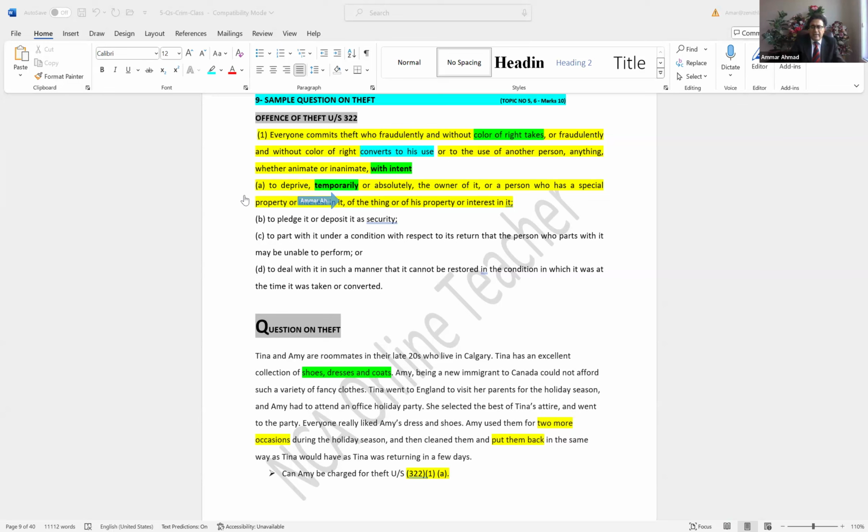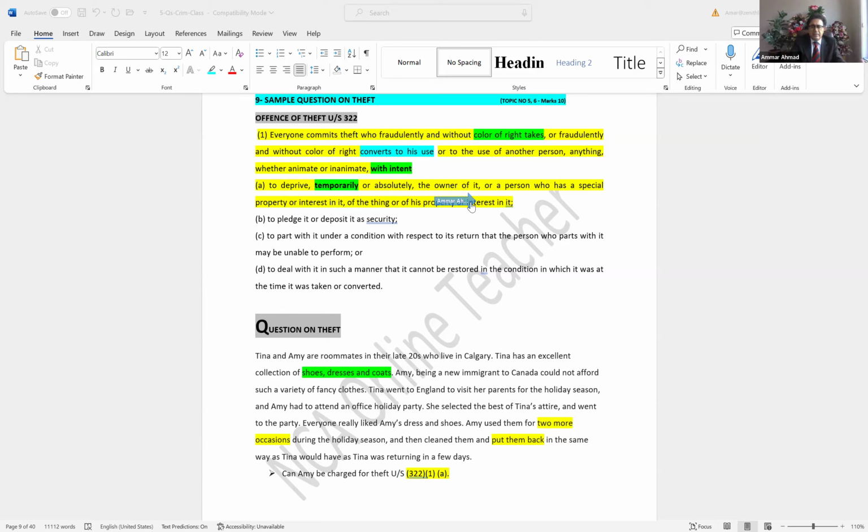So in a way, the actus reus here has been committed under the same circumstances or conditions as mentioned in the offense. Also, she has the intent, so the mens rea requirement is also met here, we can say. And then this can also be argued, although she put it back, and apparently she does not have it. But the subsection says to deprive temporarily or absolutely the owner of it. Who was the owner? Tina was the owner.